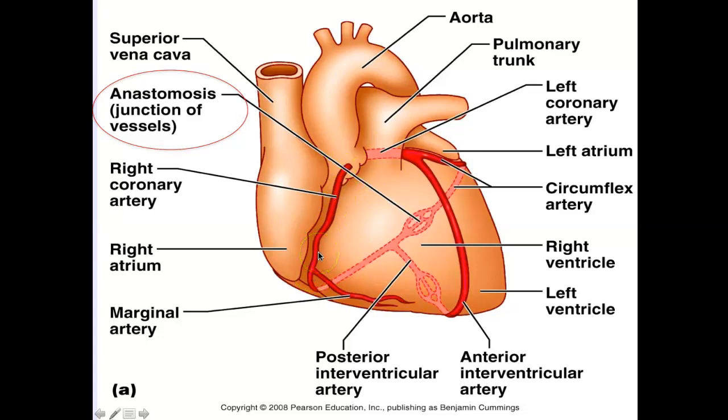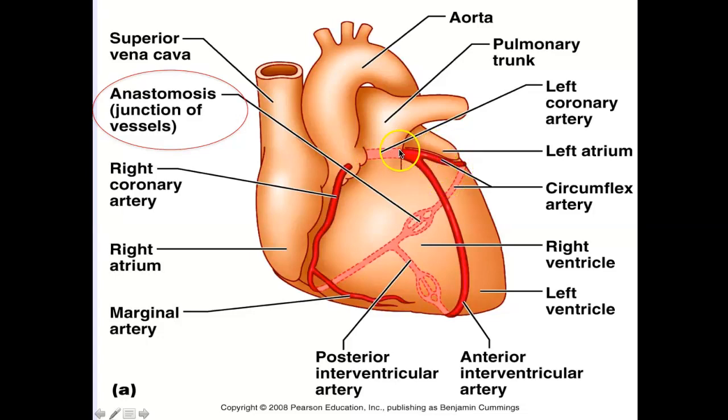It's going to hug a groove between the atrium and the ventricle, and that groove is called the atrioventricular sulcus. So you'll see in the book and in the diagrams that this blood vessel lies in the right atrioventricular sulcus. That's going to feed the right side of the heart. And then on the left side, you have a left coronary artery. Same thing, it's in a groove between the atrium and the ventricle, so it's in an atrioventricular sulcus.